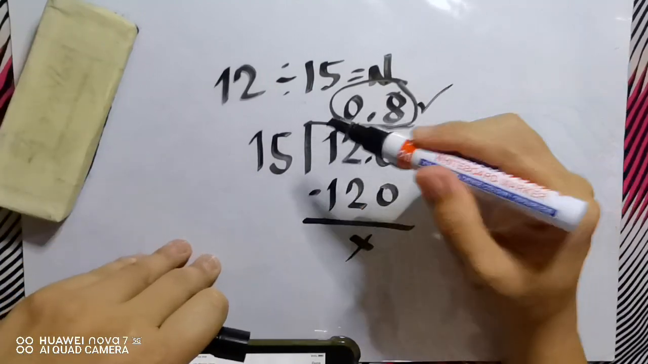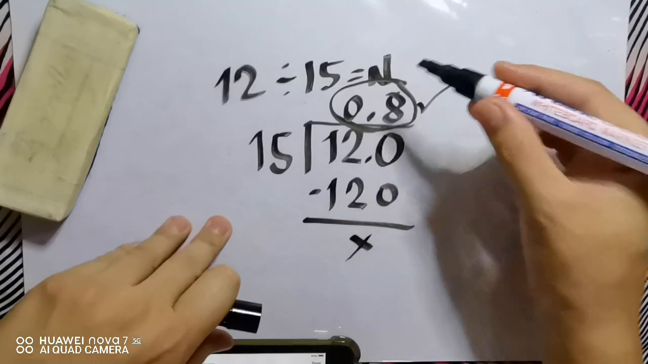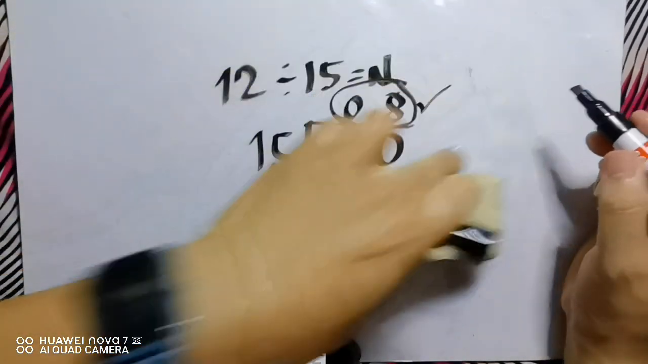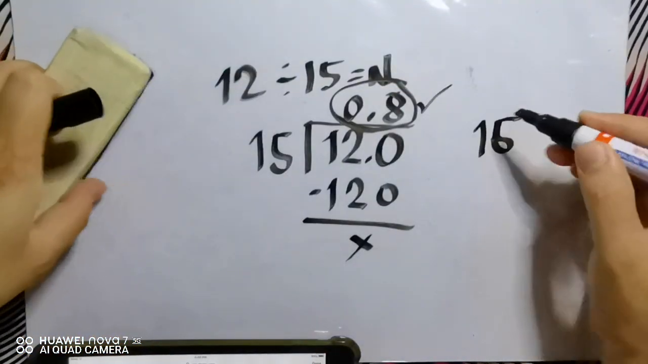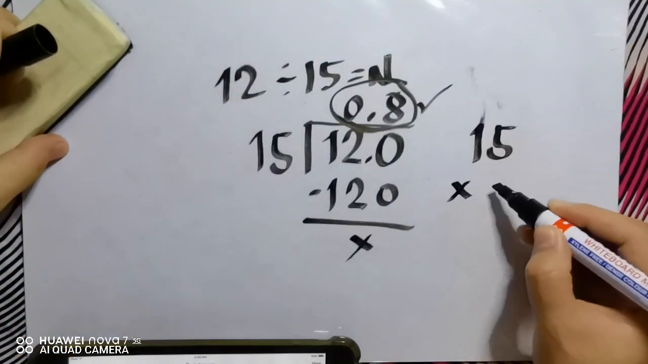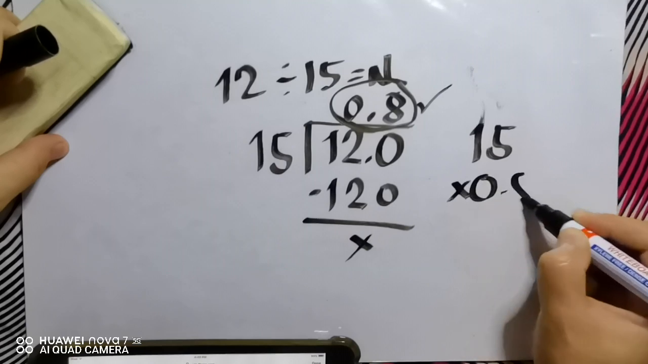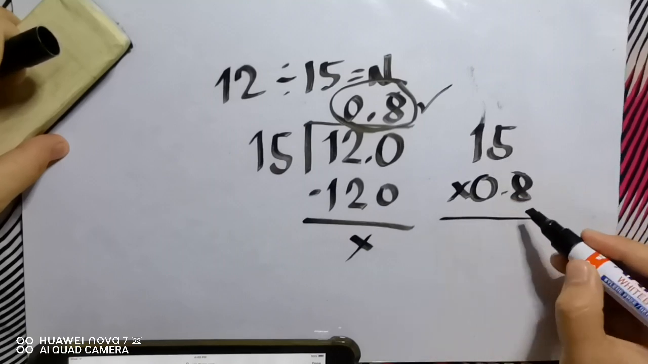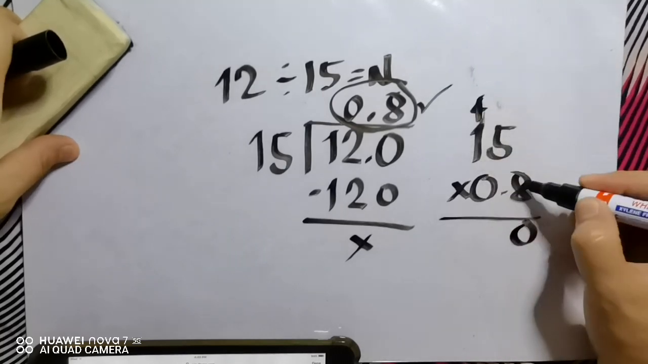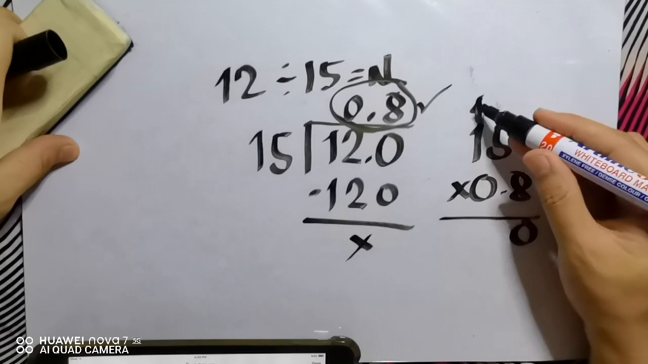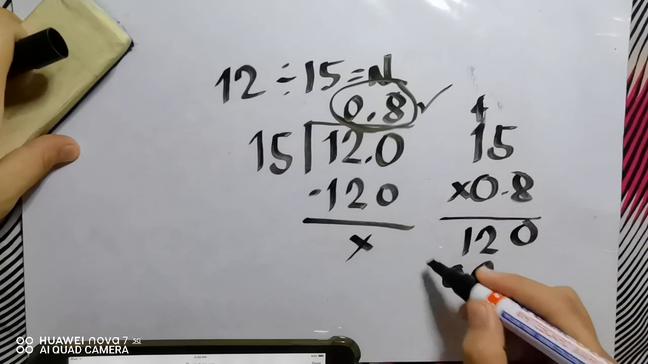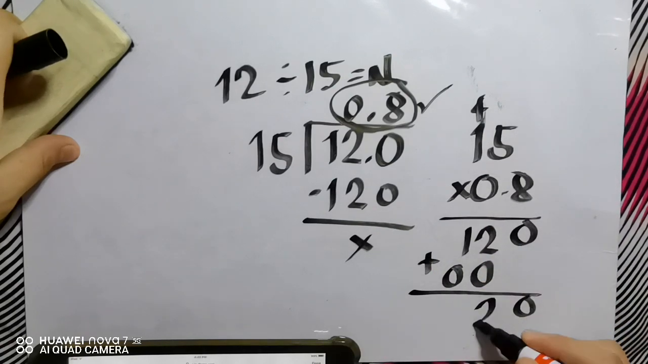How? You just have to multiply the divisor and your quotient. So, you have 15 times 0 and 8 tenths. So, 8 times 5, you have 40, group 4. 8 times 1, that's 8 plus 4, you have 12. 0, 0, add 0, 2, 1.